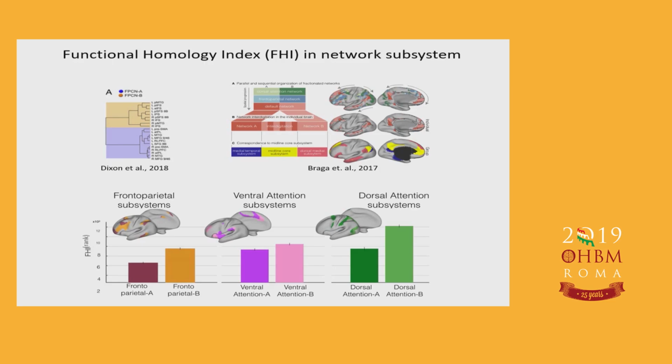And let's zoom in to the association cortex, which is the frontoparietal and attention network. A recent study from Buckner's group suggests that even in the frontoparietal and attention network, there are subsystems. For example, frontoparietal network A is more related to the default network, and frontoparietal network B is more related to the attention network. So we see network A and network B have different functional homology as well. In general, the attention network has a higher homology than the frontoparietal network.